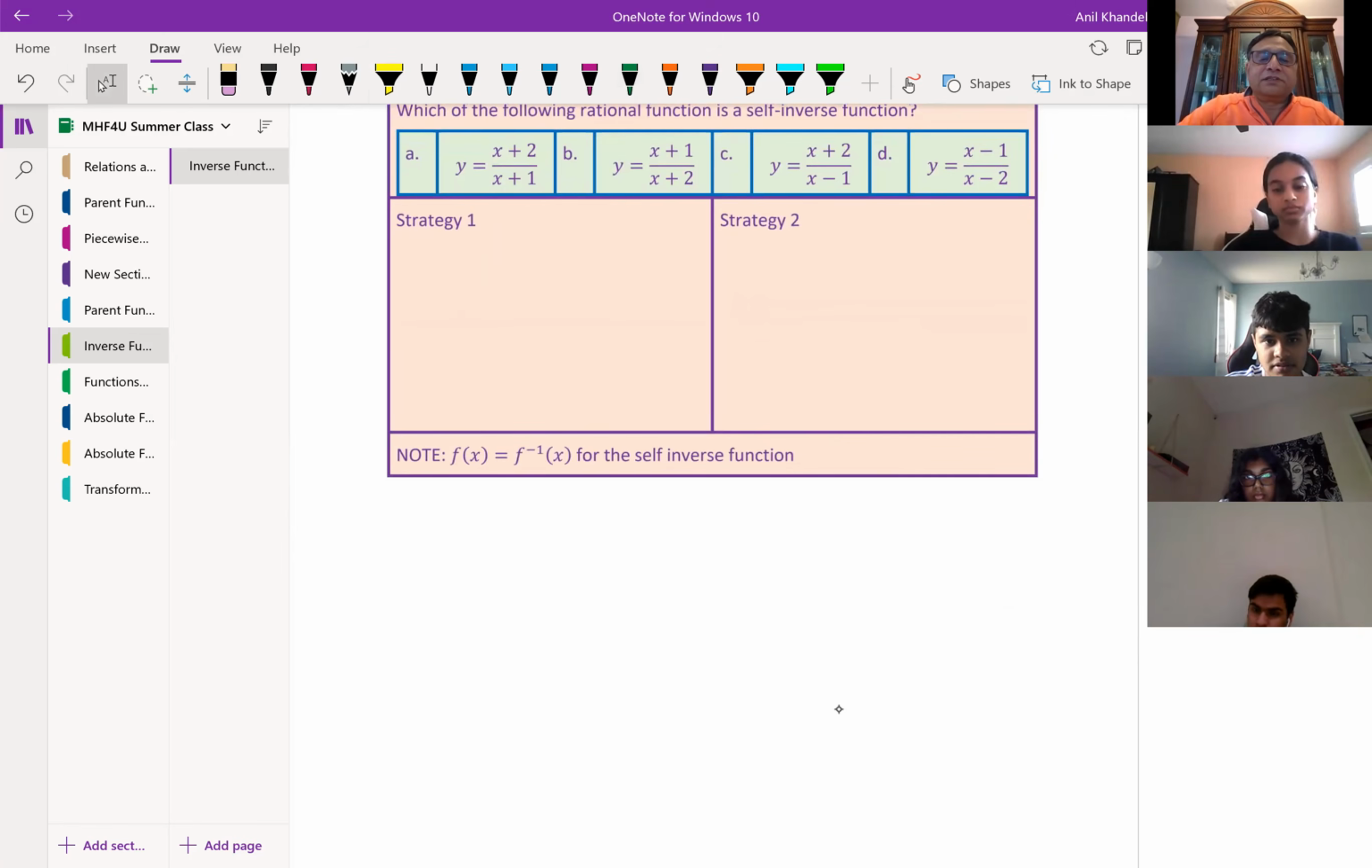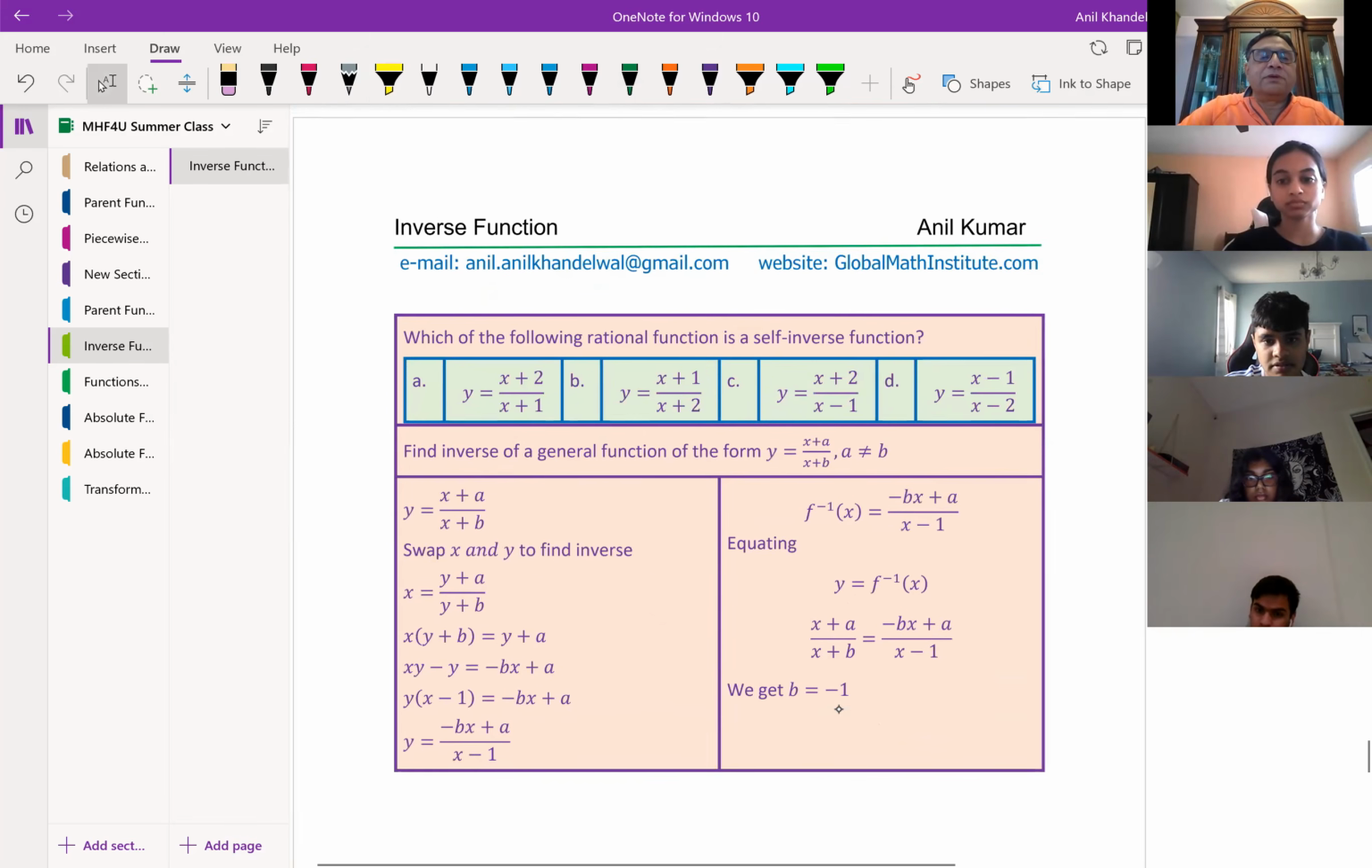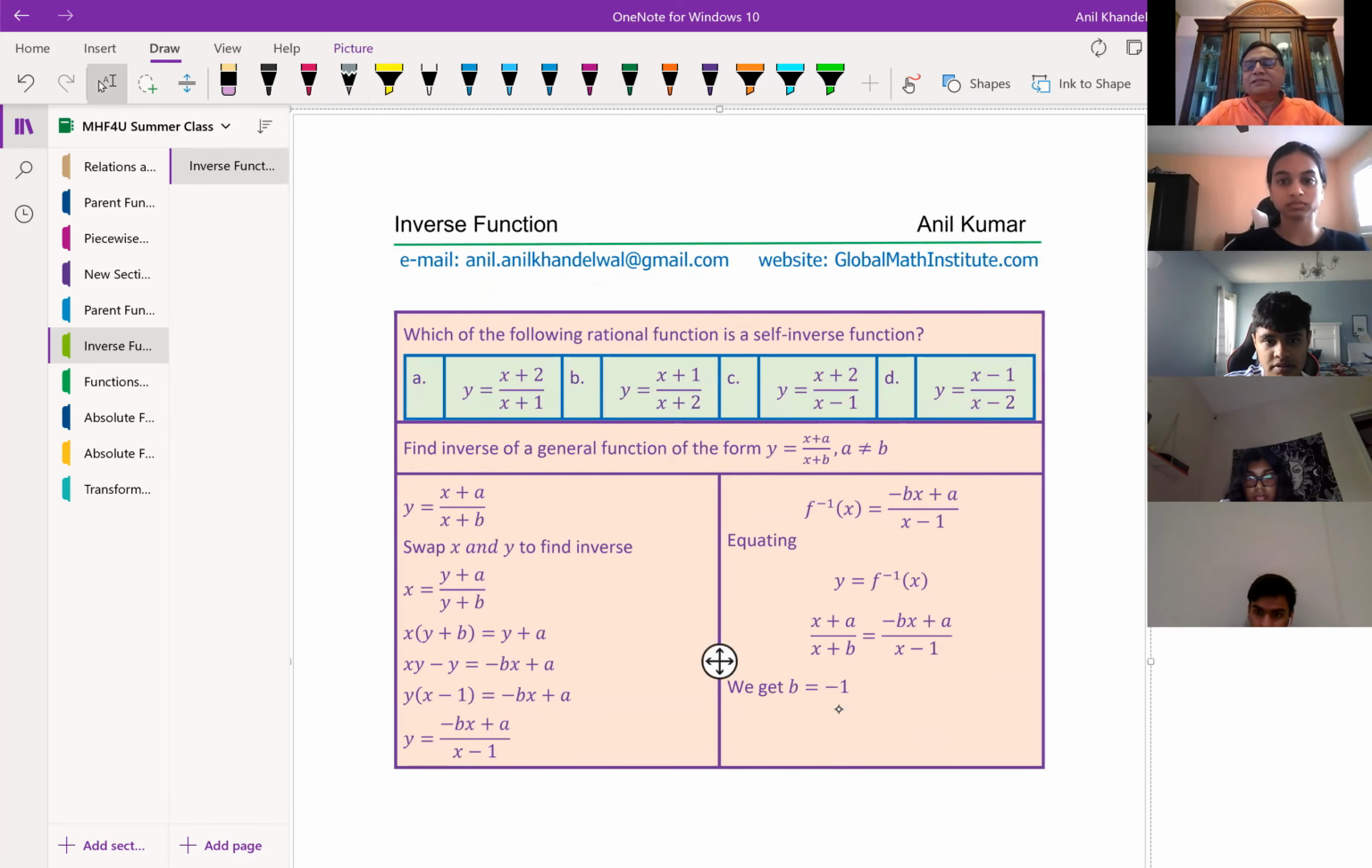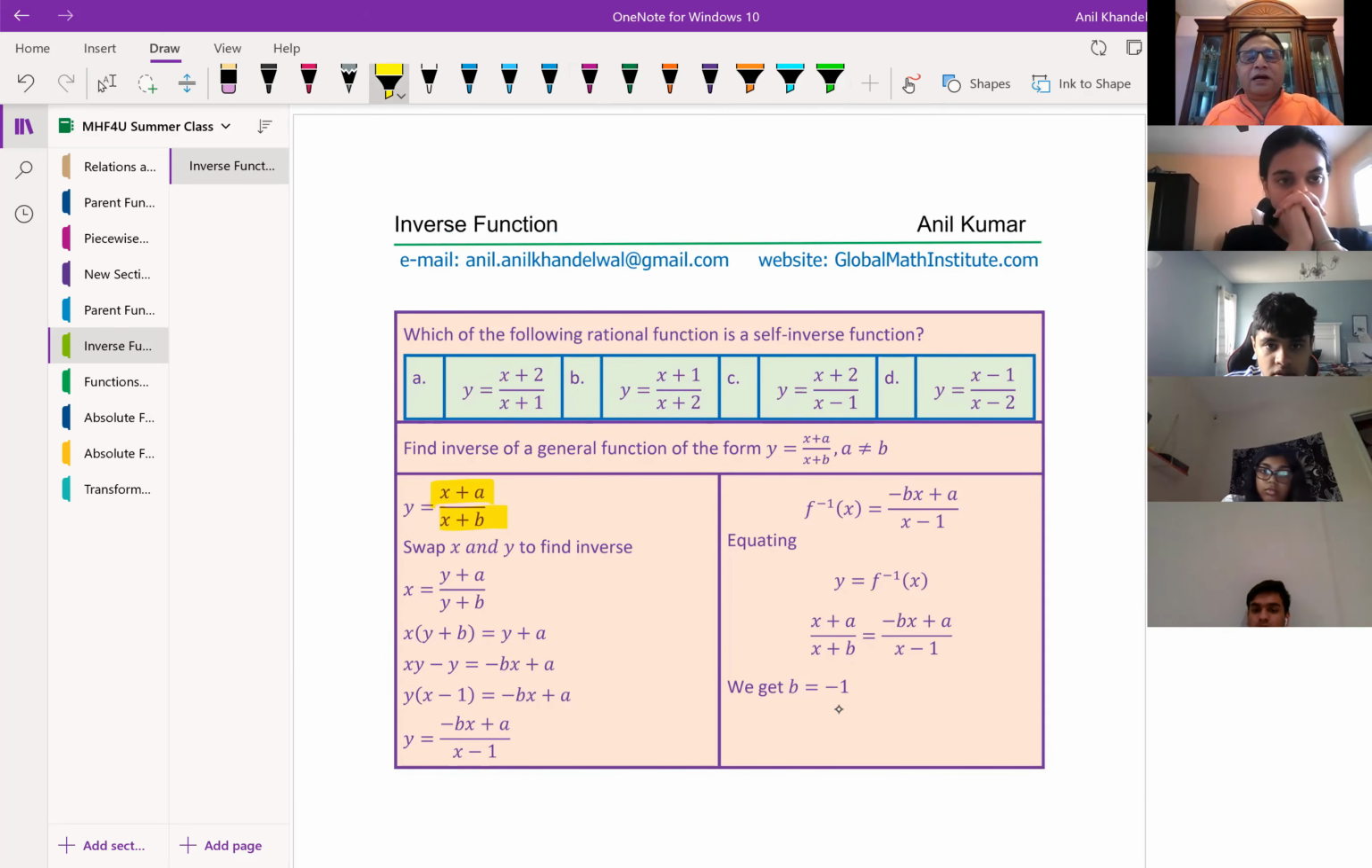Okay. There are many strategies. So strategy number 1. Instead of doing them one by one, I have taken a general function. Do you see that? y equals x plus a over x plus b. The values are either plus 2 or plus 1 or minus 2, a combination of 1 and 2. There could be any other number. Who cares? We will do x plus a divided by x plus b, in general.